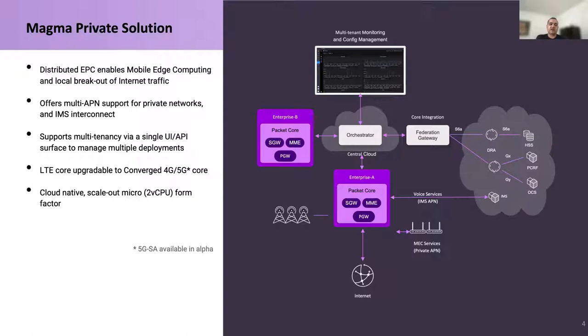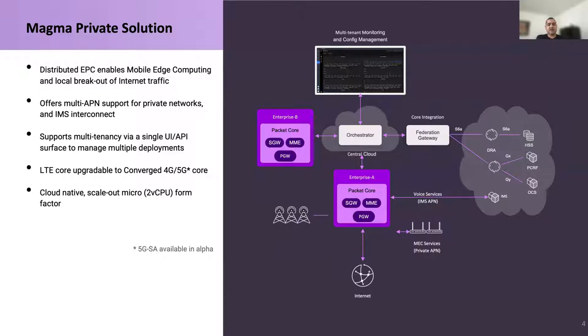Magma also allows interconnect to existing infrastructure or service provider networks. And this allows these private networks to also double up as neutral host networks. The support for multi-tenancy allows a single service provider or an SI to offer services to multiple enterprises using the same centralized cloud managed infrastructure.